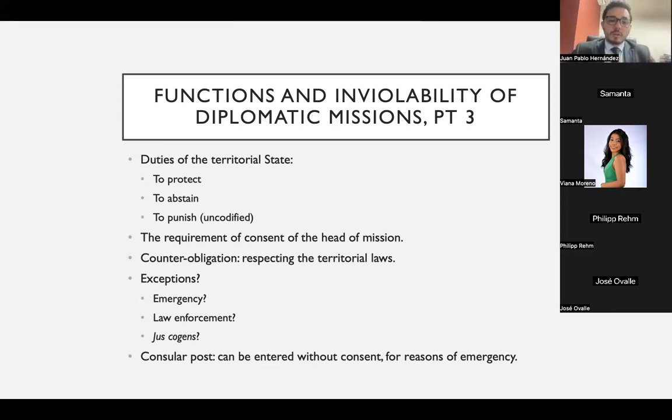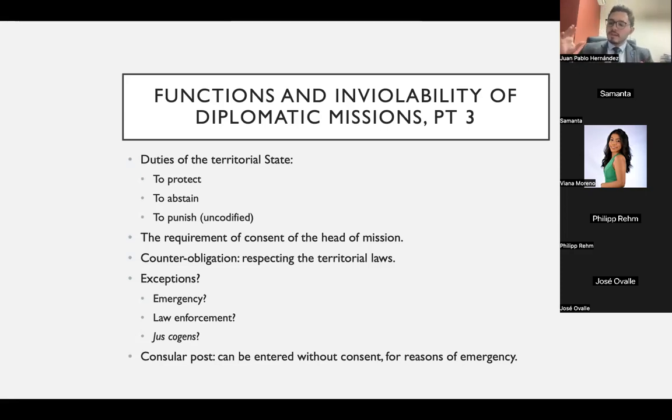From these three duties, one can also surmise, and this is codified expressly in the Vienna Convention, an obligation for the territorial state to respect the integrity of the mission and its dignity, and therefore not to enter the premises of the mission without the consent of the head of the mission. Now, these are very extensive powers. This is a very extensive derogation from the jurisdiction of the territorial state.